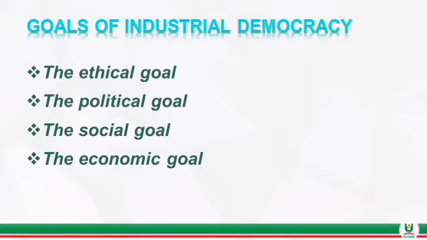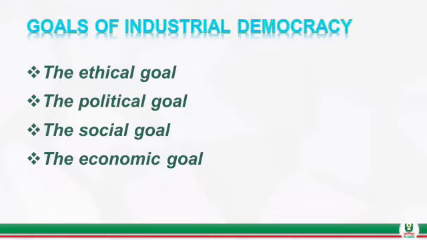What are the goals of industrial democracy? We have the ethical goal, the political goal, the social goal, and the economic goal. What do we mean by the ethical goal? The ethical goal is that goal which is concerned with the personal growth of the worker. And then the political goal is that goal that is aimed at extending the individual's civil rights in the organization. And this aim is in line with the concept of democracy.